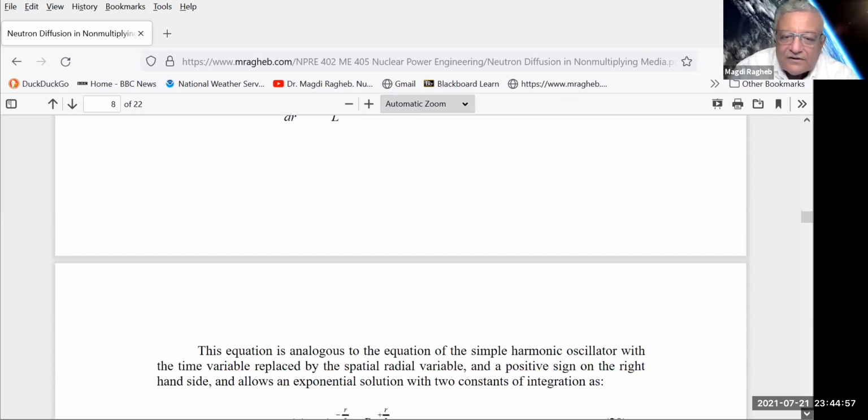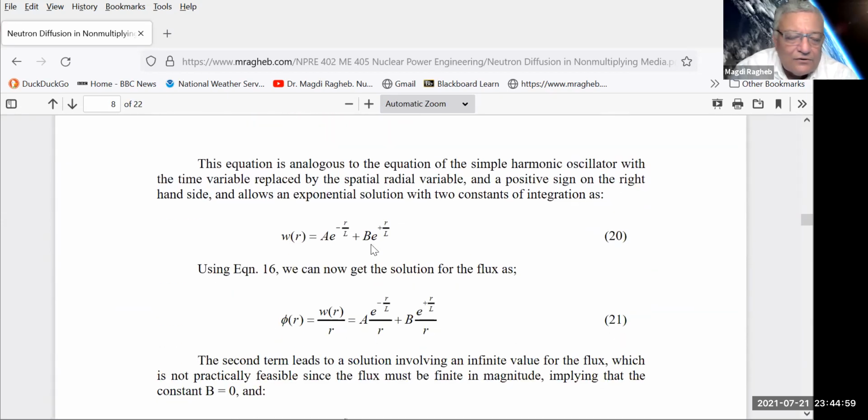It's either that we take the hyperbolic sine or the hyperbolic cosine, or we said that we can take just a positive exponential, e to the plus r over L, as well as a negative exponential, e to the minus r over L. Well, but we said initially that the flux was the solution W of r over r.